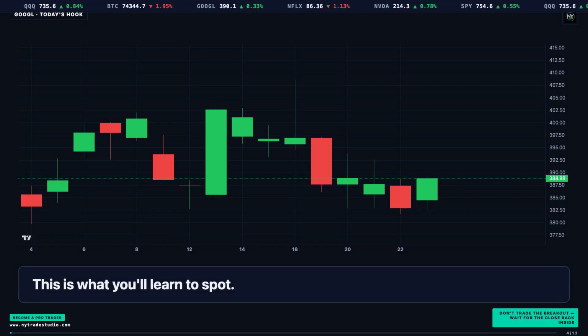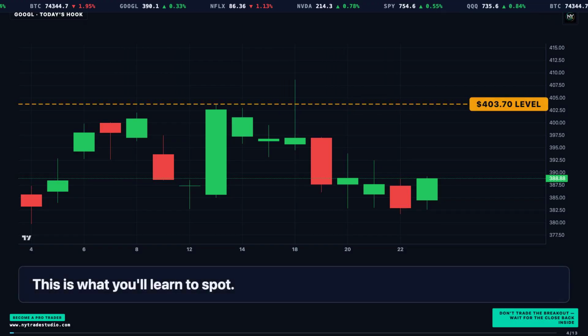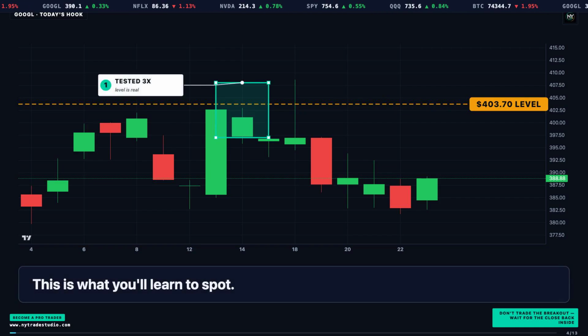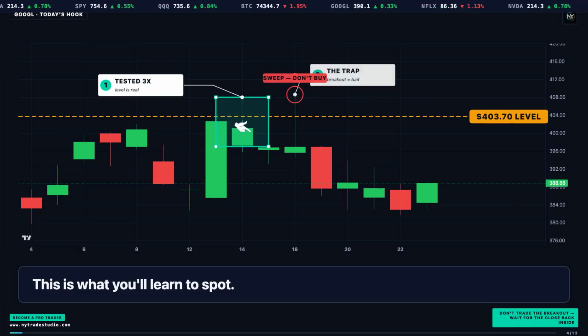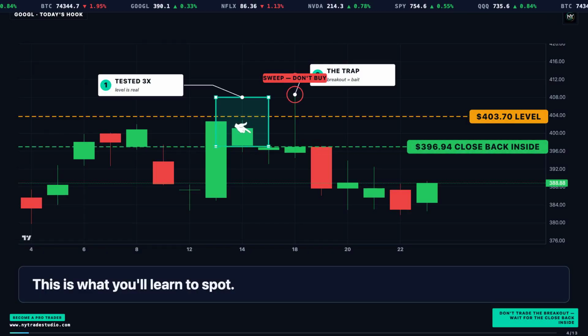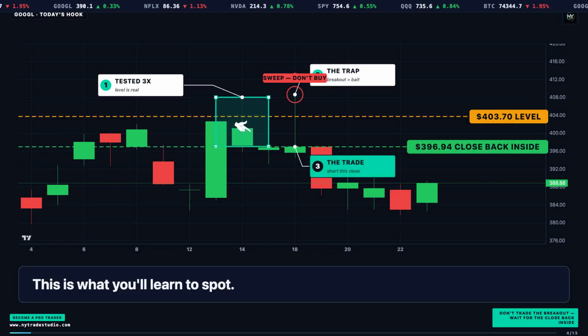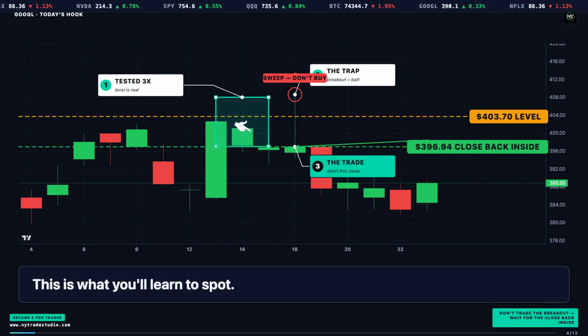Here's the most recent example, Google 10 days ago. Look at this, the $403 level had been tested 3 times. Then, on May 18th, Google punched above to 408. Looked like a textbook breakout. Then collapsed back inside the same day, closing at 396. That candle, the one that closes back below the level it tried to break, is the trade. Let me show you the mechanic behind it, then we'll walk through 3 more recent setups.